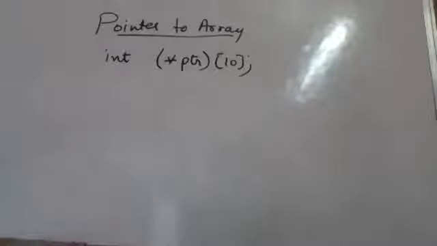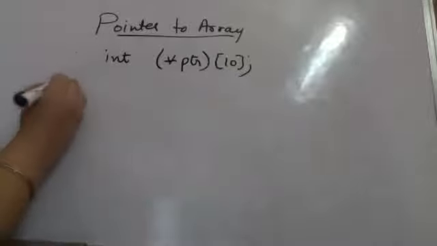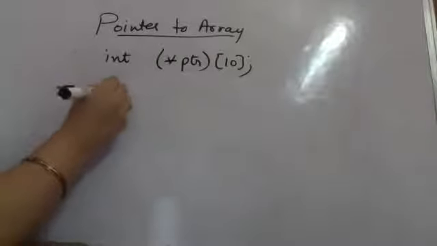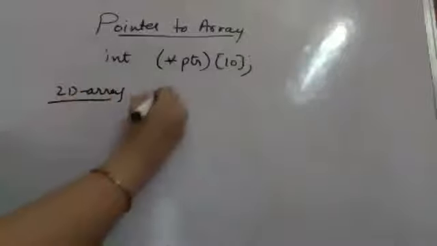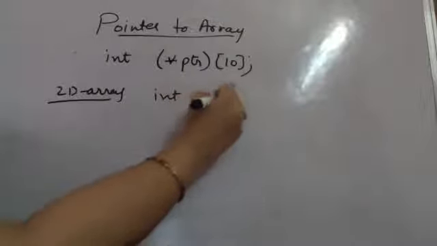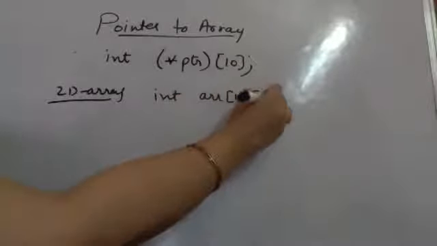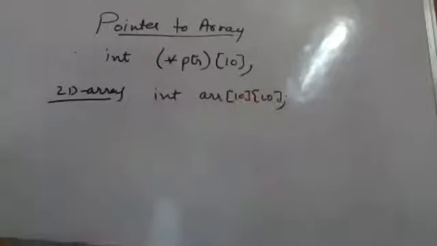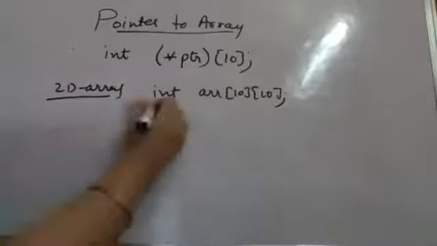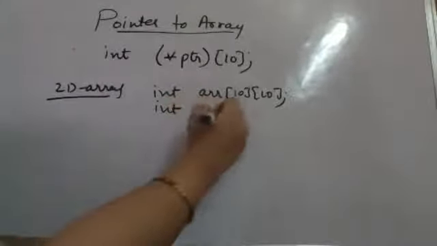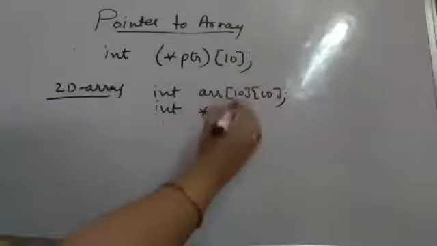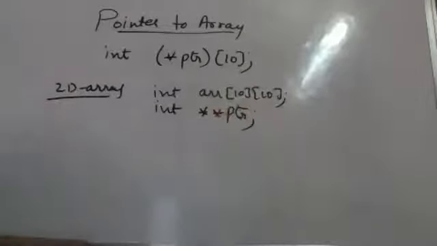Now, there are multiple methods of creating a two-dimensional array. If I want to create a 2D array or a matrix, I can simply write int array[10][10]. This is one method which you have already done. Another method which we already know is a pointer to a pointer variable. This is also creating a two-dimensional array. And another method which we have done is again a pointer to an array.